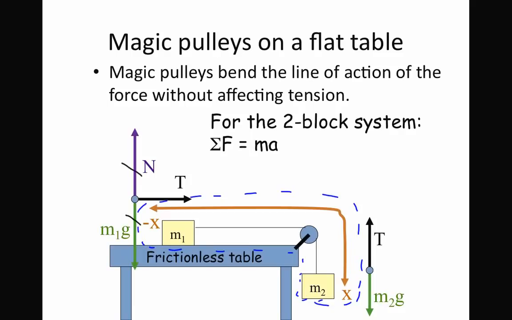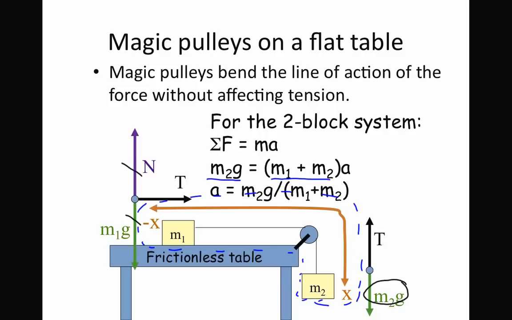These two forces cancel out, so the only leftover force is this guy, M2G. So M2G becomes the net force over here. However, we're looking at the entire system, so we have to consider the entire system's mass. And in this way, you would be able to solve for the acceleration. Clean this up a little bit.